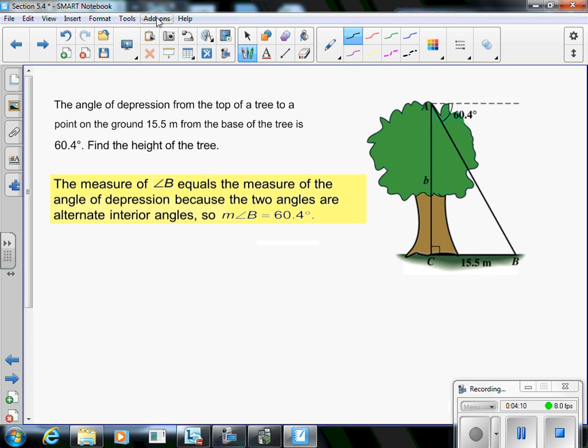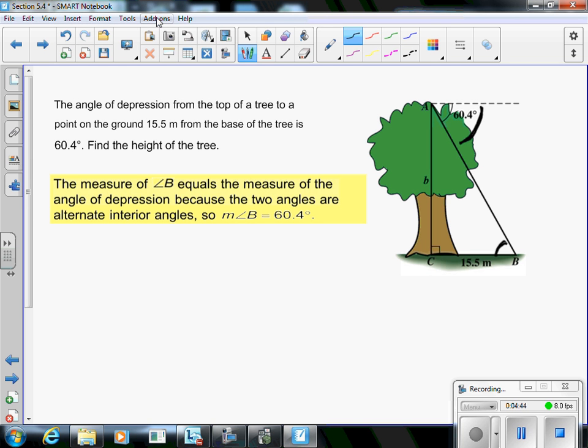Okay, here we are solving a problem called the angle of depression. Here's a little picture of the angle of depression. From the top of a tree to a point on the ground 15.5 meters from the base of the tree, the angle of depression is 60.4 degrees. From that, I should be able to find the height of the tree. The measure of angle B here equals the measure of the angle of depression here.